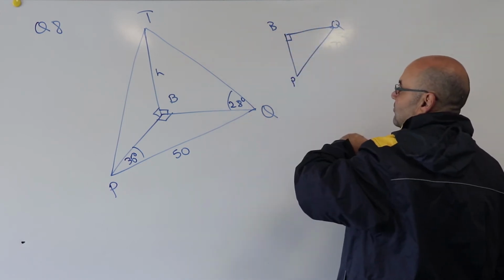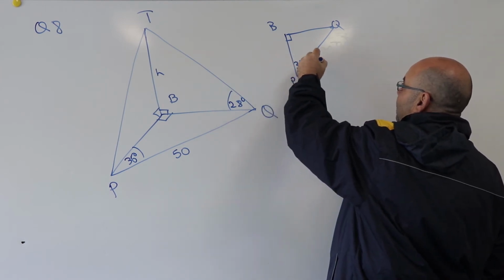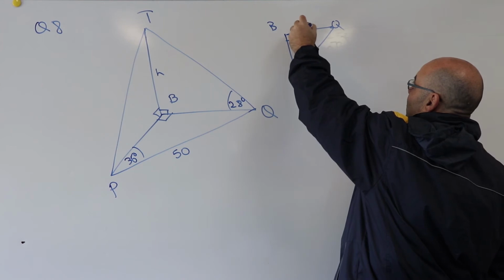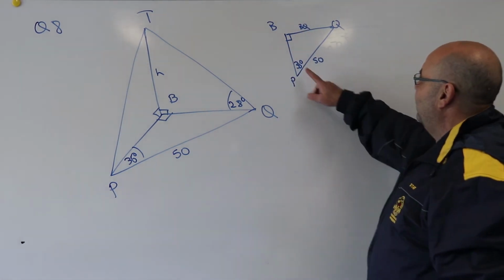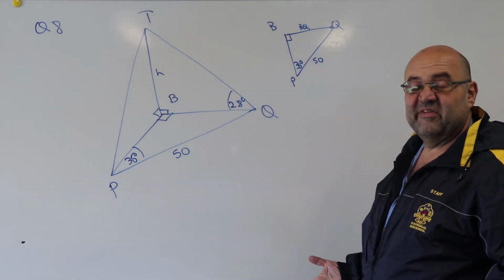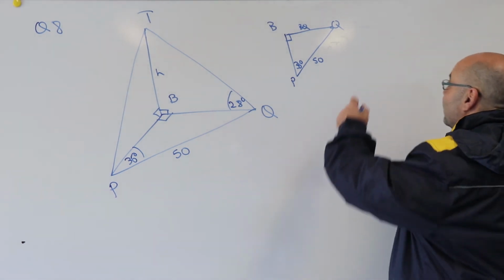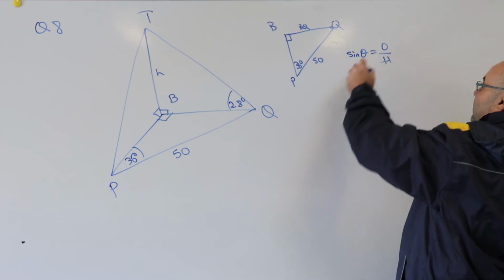There's my right angle. There is my 36 degrees. There's my 50. Now BQ is that length up there. We'll have a look at this. I've got my opposite and my hypotenuse. Well, which ratio uses opposite and hypotenuse? The sine ratio. So the sine of theta is opposite over hypotenuse.